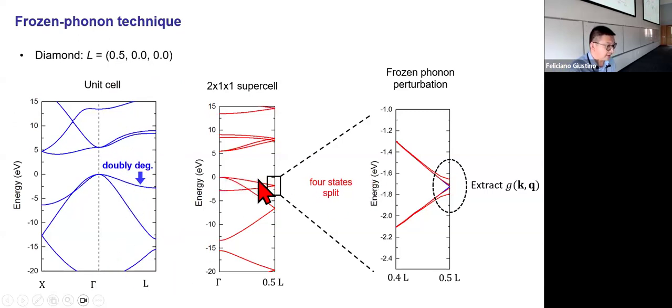So we fold the band, and here at the zone boundary, where it was originally doubly degenerate, at exactly this point we now have 4 states degenerate. Then we apply the phonon perturbation, and the 4 states will split. By looking at how much displacement you applied, which you know, and at how much the band energy splits, we can extract the information of g, which is a pretty powerful approach. And you can see that electron-phonon coupling is tightly connected to the electronic structure and energies in the material.